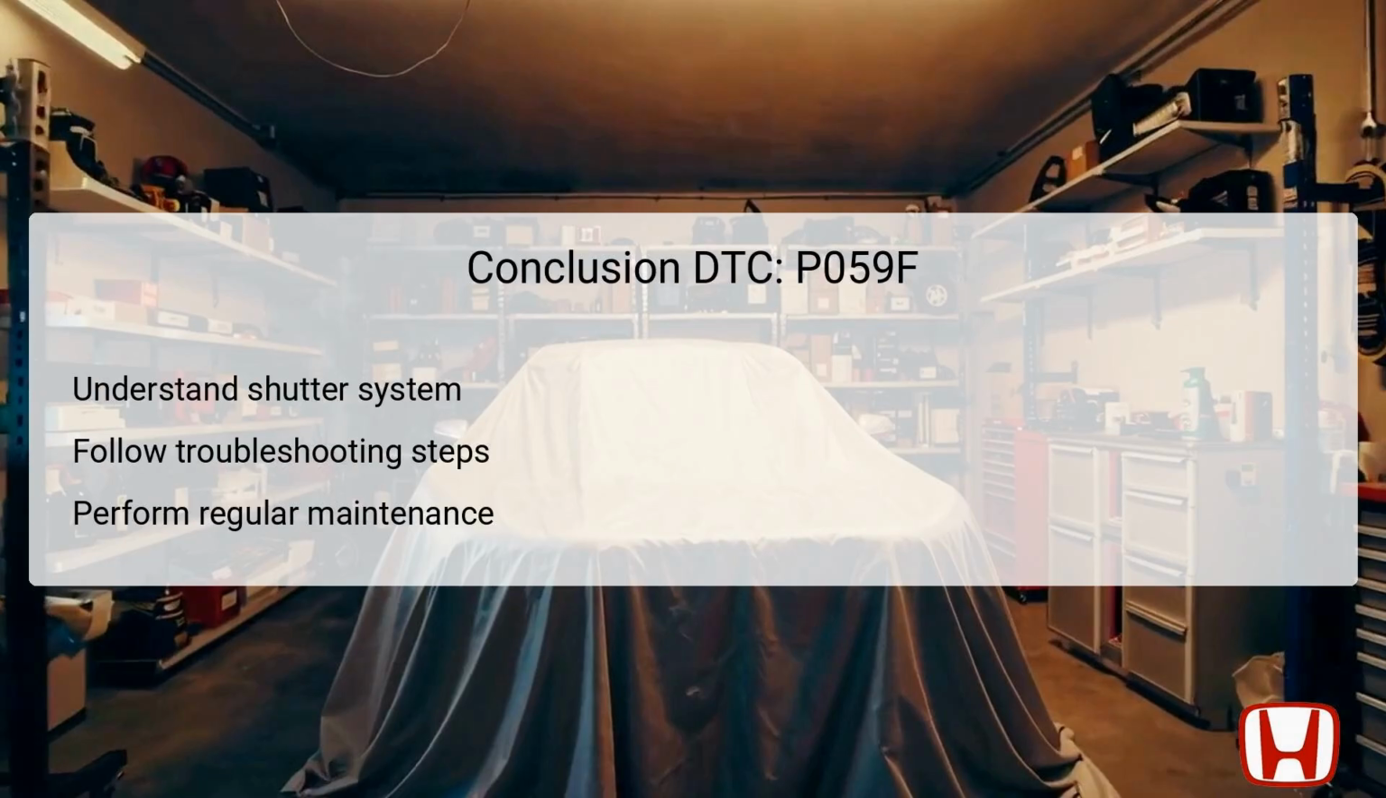In conclusion, understanding the shutter grille system's operation and troubleshooting methods for DTC P059F is essential for maintaining your Honda Accord's performance. By following the structured troubleshooting steps, which begin with verifying the problem and examining relevant components, you can effectively diagnose and resolve issues that may affect engine efficiency and performance.